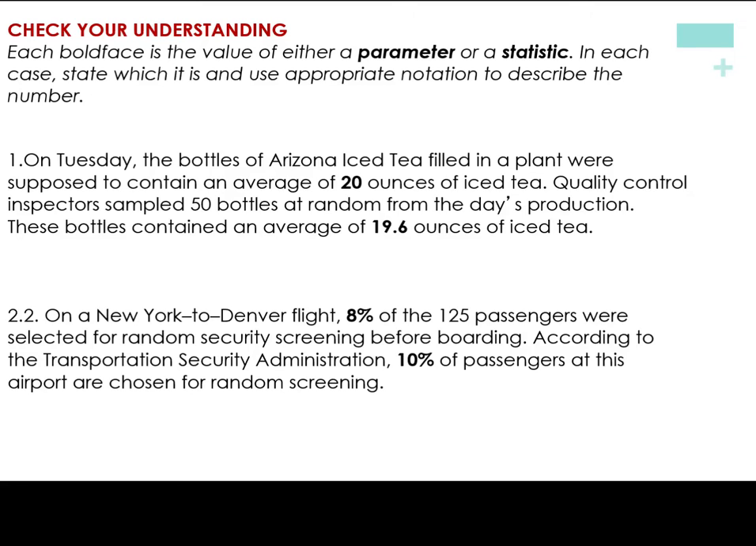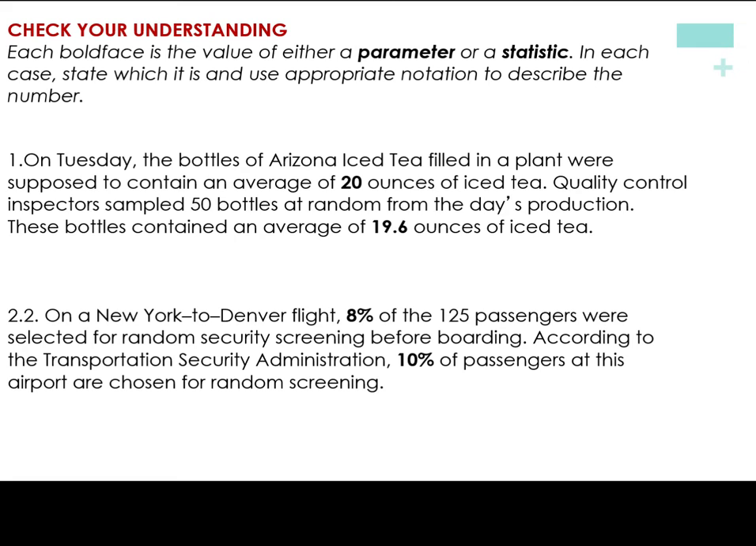So anyways, what's the 20 here, guys? That's the parameter, because that's what it's supposed to be. It's supposed to be 20-ounce bottles of iced tea. When you get one, you expect to have 20 ounces in there. So that is the parameter. What about the 19.6? That's going to be the statistic. Because can that 19.6 change?